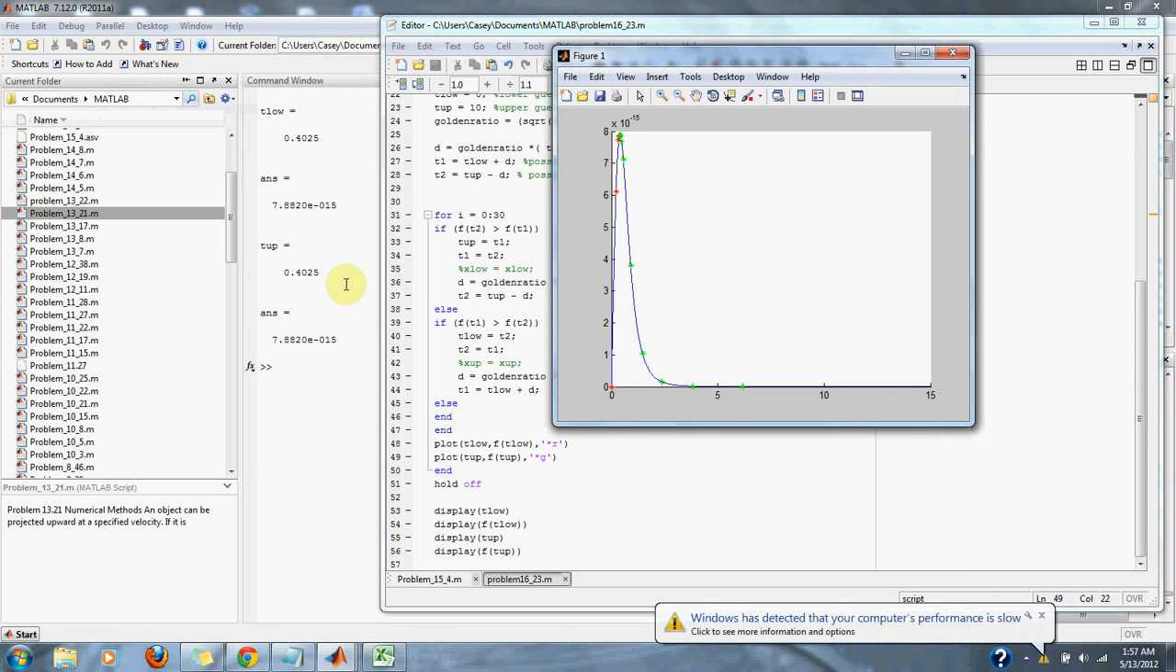we have a maximum of 7.8820 times 10 to the negative 15th force acting upon that charge Q. And that's it for problem 16.23.